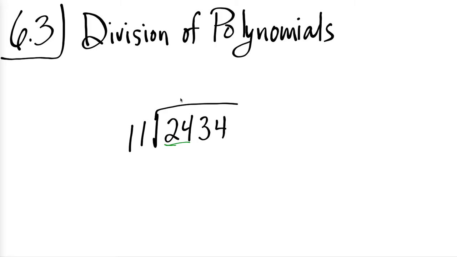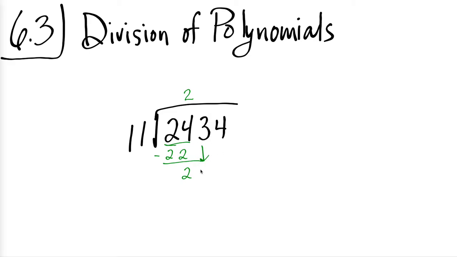But you guys are just so used to numbers that in your head it's twice. So I'm going to multiply 11 by 2. I can't multiply by 3 because that would be bigger. And then I'm going to take 2 times 11, write it underneath, subtract. Do you guys remember what to do from here? Bring down the next number.